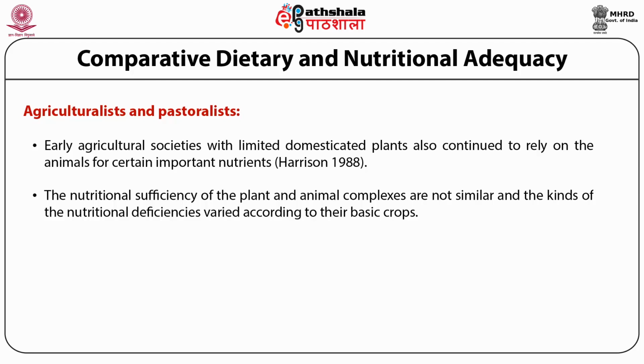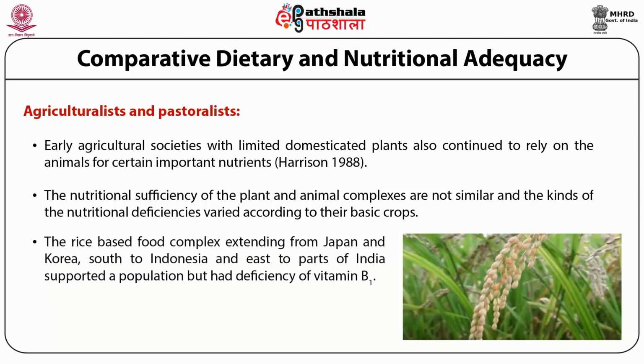The highly populated area of Eurasia has a diversity of domestic animals and crops. Wheat and the millets contain carbohydrates and protein. Various fruits and vegetables provided sufficient minerals and vitamins. The rice-based food complex extending from Japan and Korea south to Indonesia and east to parts of India supported a population but had a deficiency of vitamin B1. This deficiency occurred because polished rice is quite deficient in vitamin B1.